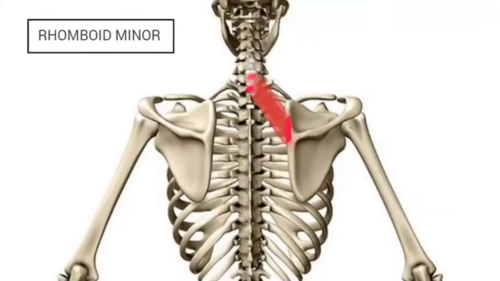Next, you have your rhomboid minor. This is named after its shape, so it's a bit of a rhombus shape. For the rhomboid minor origin, it originates from the ligamentum nuchae. This is again a ligament found on the cervical area of your spine, right? So it's from the ligamentum nuchae and the spines of C7 to T1, as I've marked here. It inserts itself on the medial border of the scapula.